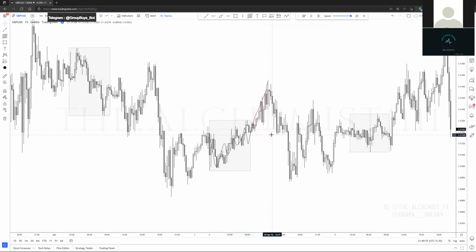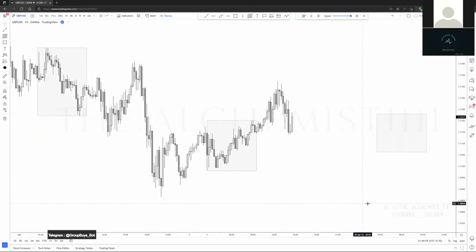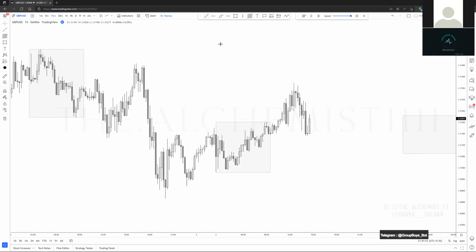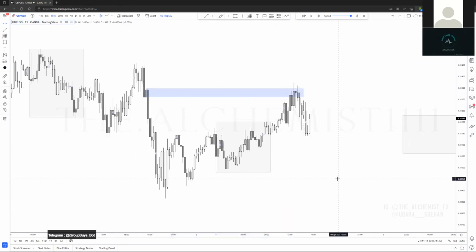Now, most people will be wondering, okay, now look at this. They will think we have the Asian high in here. This is where Asia ended. Now they will think, okay, since the Asian high was here, this is the high probability order block, right? They'll think this is the high quality order block, and then they'll try to sell it here. What happened? Liquidated. Wicked above that. They got stopped out. Why did that happen?